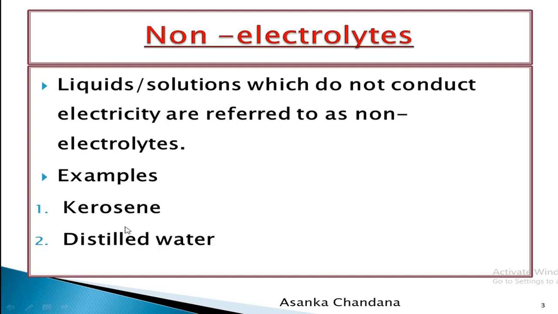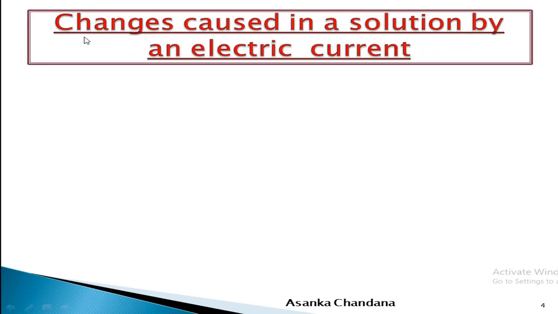Now we have learnt about electrolytes and examples for the electrolytes. After that we learnt what non-electrolytes are. Finally we learnt the examples for the non-electrolytes. Then we will learn about changes caused in a solution by an electric current. Some changes occur in a solution, especially an electrolyte, by electric current.